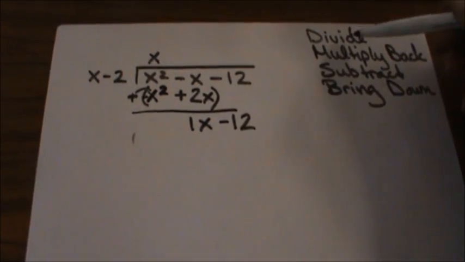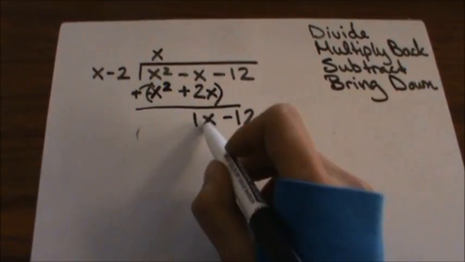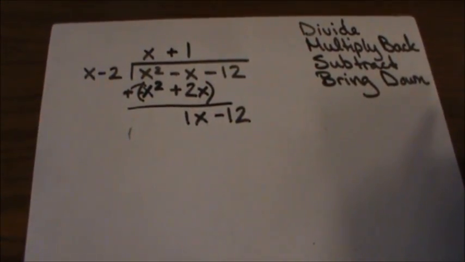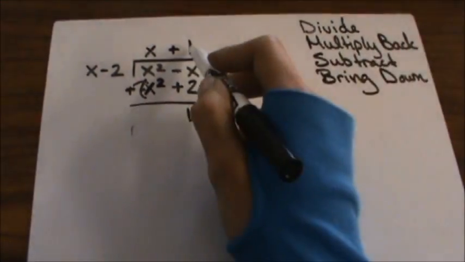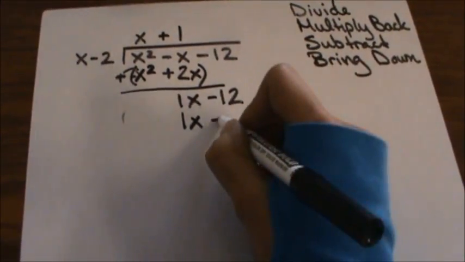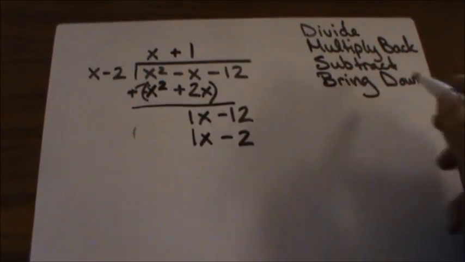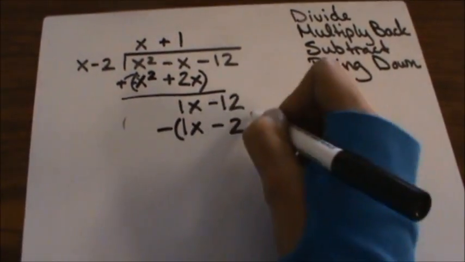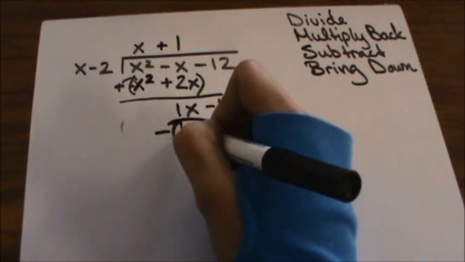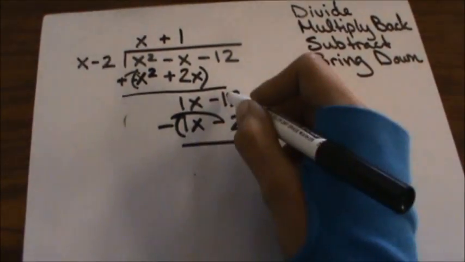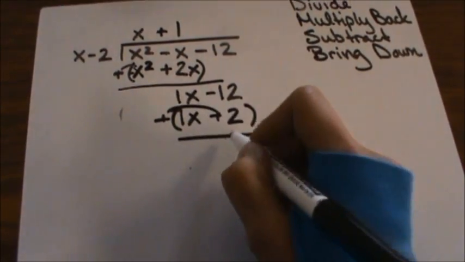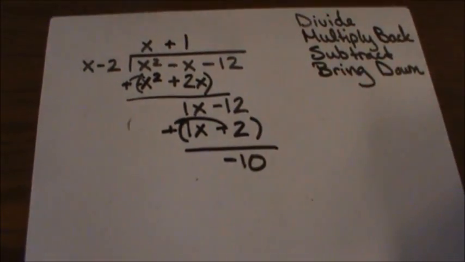Now we start over. Divide. X divided by x is just 1. And it's a positive 1, so we can put a plus here. Multiply back. 1 times x is 1x. 1 times negative 2 is negative 2. Subtract. Remember that you're subtracting both terms, so there's a little bit of distributing a negative that you have to do. 1x minus 1x is 0. Negative 12 minus negative 2x is the same as adding positive 2x, so I get negative 10 as an answer.